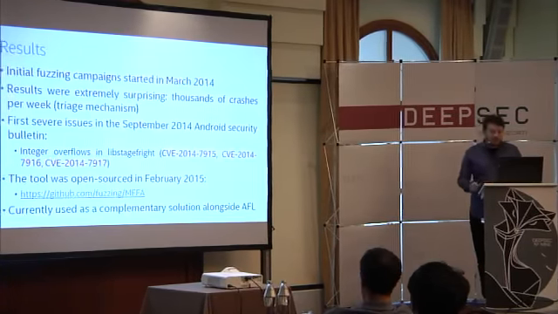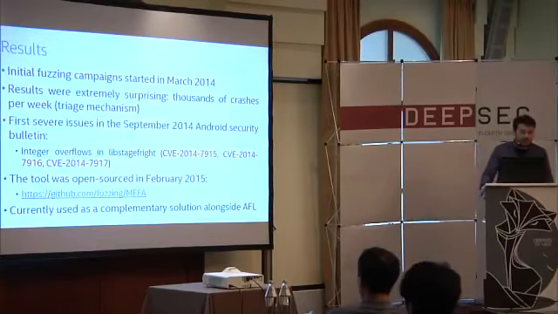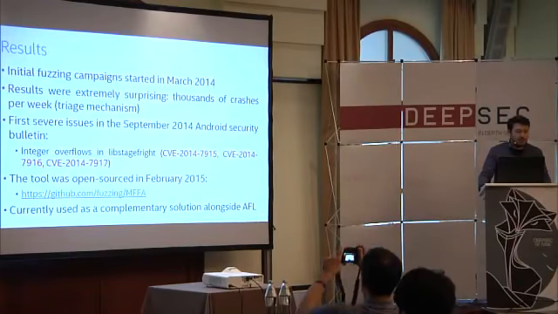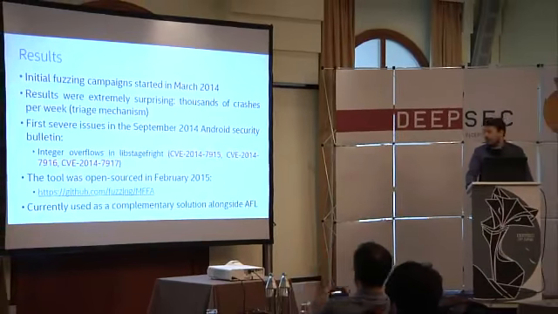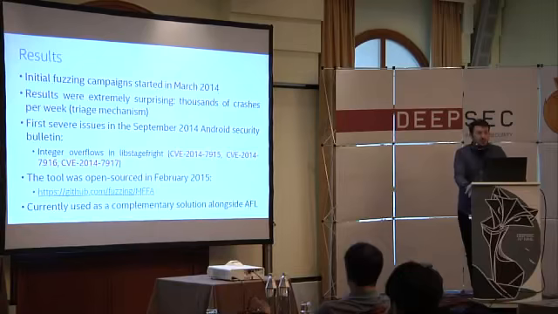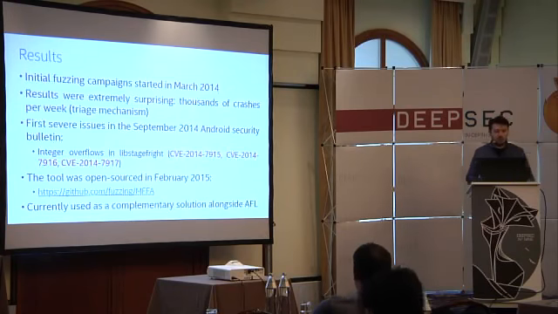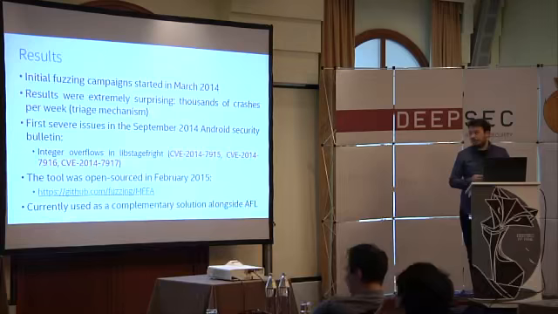These are some of the results that we had with this fuzzing campaign. We started this project sometime in the beginning of 2014. In the first weeks of running the fuzzing campaigns, we had extremely surprising results because the Stagefright media framework would just keep on crashing. That led to the development of the triage mechanism. It was actually a necessity because we couldn't just go manually through all the crashes that we had.